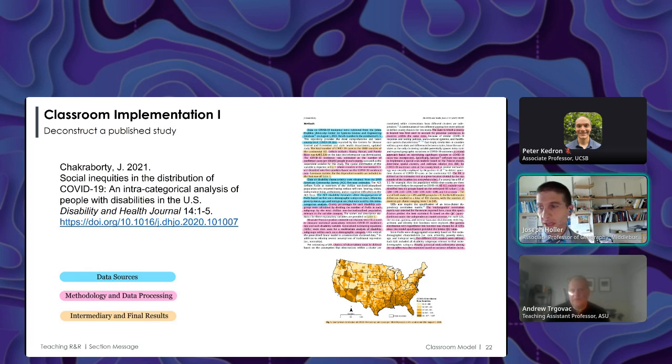So the first step in doing one of these reproduction studies is something that you could peel off and do in any methods class, really, as a one semester or one seminar or one lecture activity, where we deconstruct the published study, discussing the overall study design and its hypothesis or hypotheses, and highlighting all the clues that we can find in the manuscript as to the data sources, shown in cyan here, the methodology, which is highlighted in pink, and any intermediary or final results shown in yellow.